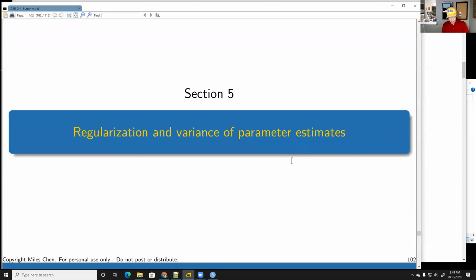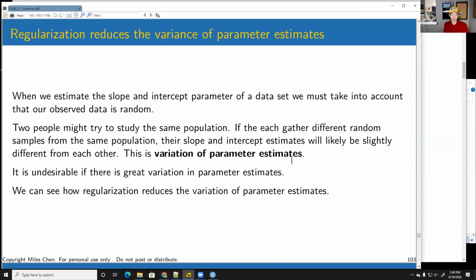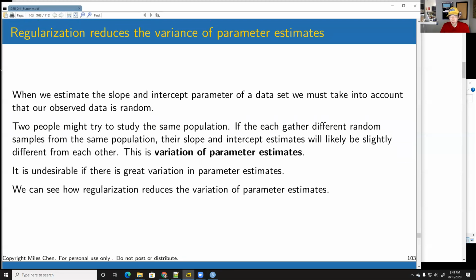All right, and so why do we bother with all of this? One thing is that regularization helps combat overfitting. It also reduces the variance of the parameter estimates. When you think of some random data set and you estimate the slope and intercept parameters, you have to take into account that the data is random. If two people are studying the same population and gather different random samples, their coefficients are going to be different, right? There's going to be variation in their parameter estimates.